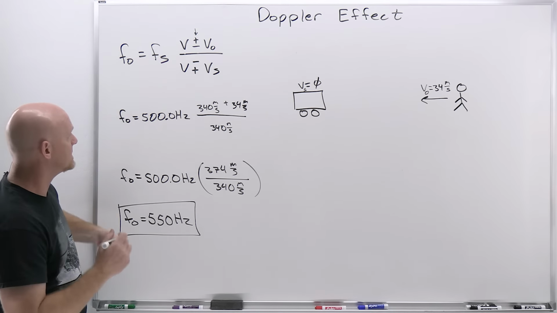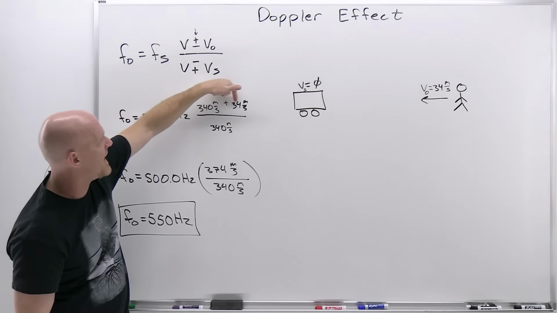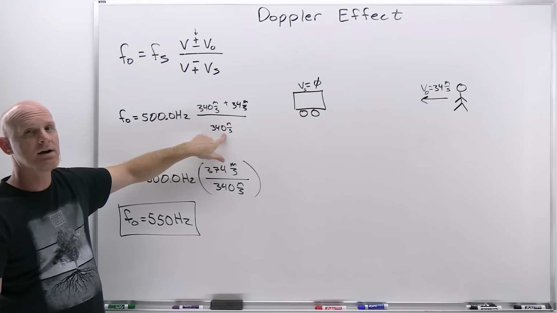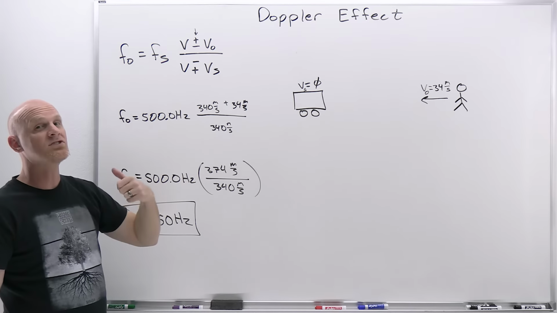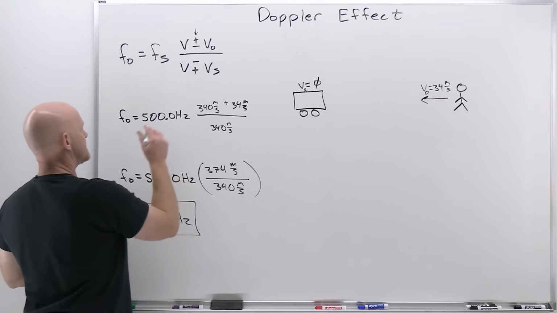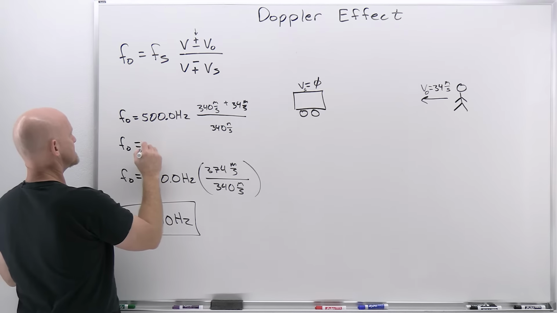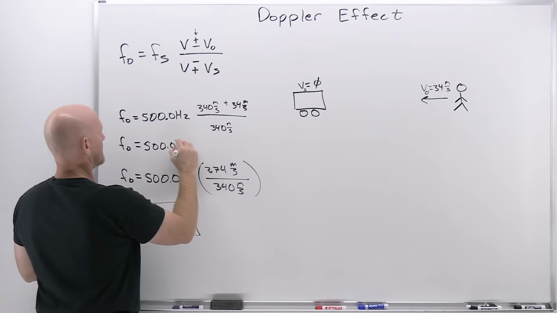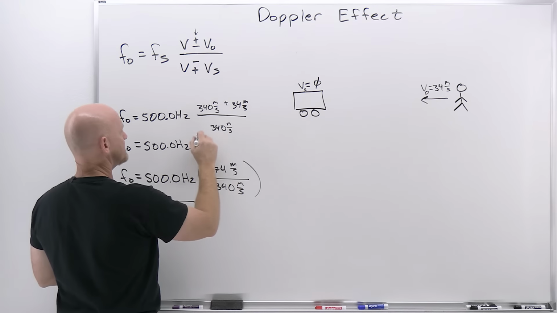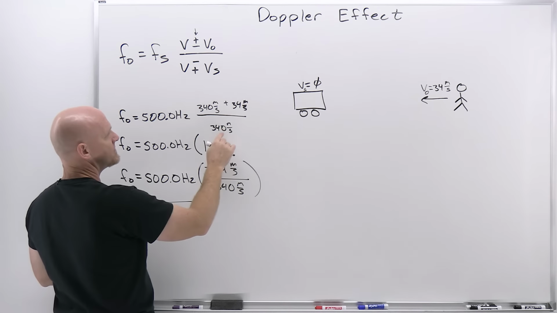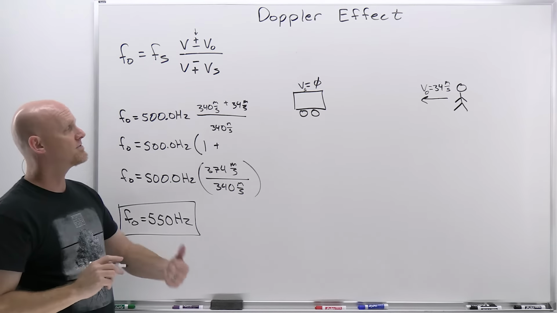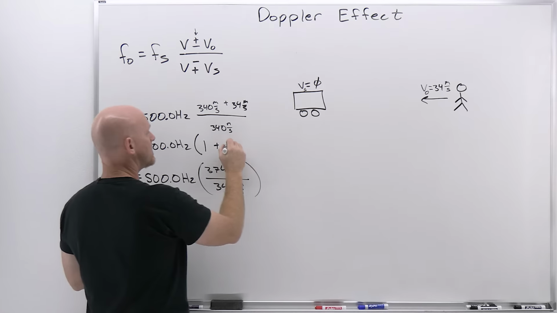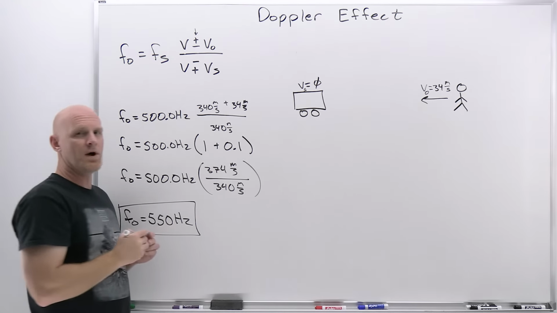So if we take a look at this, what I want to do is actually, instead of adding these together and then dividing by 340, I want to actually divide each of these separate terms, since they're added, by 340 separately first. And so in this case, this would turn into frequency observed is 500.0 hertz. 340 over 340 is 1. 34 over 340, notice that 34 is exactly 10% of 340. And so 34 over 340 is 0.1.